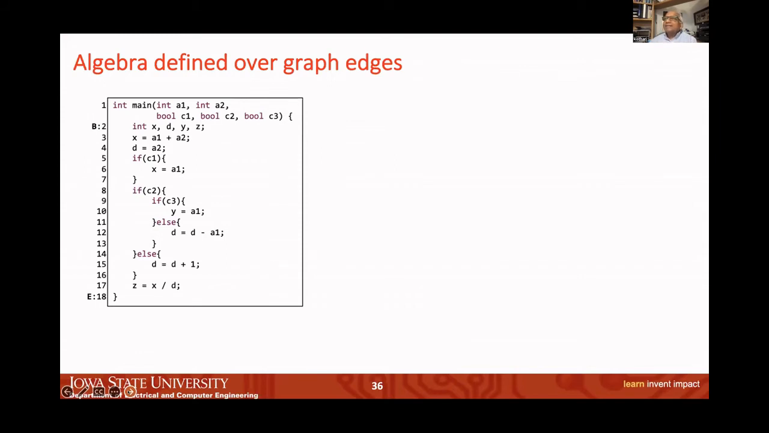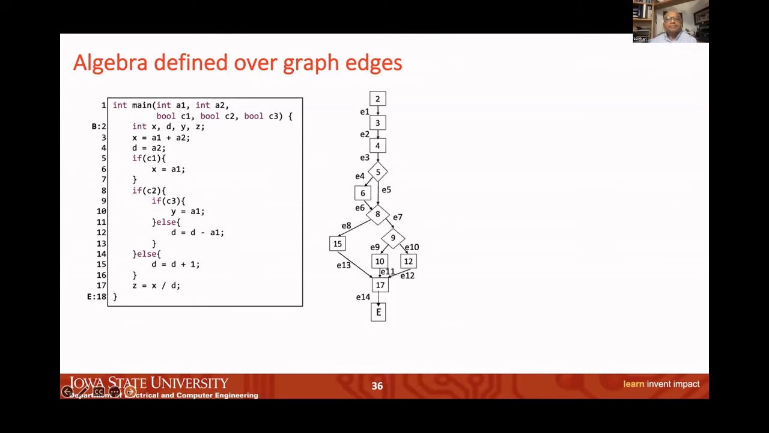In fact, the physicists define algebras to study physics. And here again, the algebra, like the physicists', is not about numbers. So the algebra is defined on the edges of the control flow graph. The multiplication is concatenation of edges. So, we have the edges E1, E2, E3.